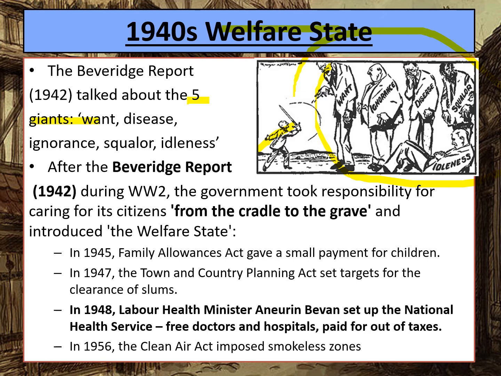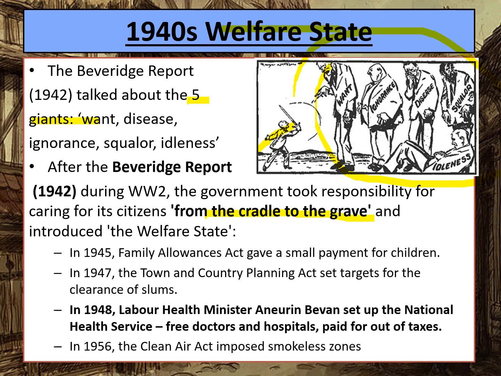So the government wanted to try and act on this, and obviously they couldn't act on it straight away because the Second World War was going on, but they did like the idea of trying to look after people and try and care for its citizens from the cradle to the grave, as Beveridge had put it in his report. So they introduced lots of things to try and help the public after the Second World War.